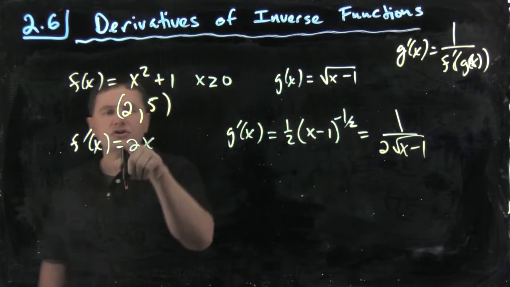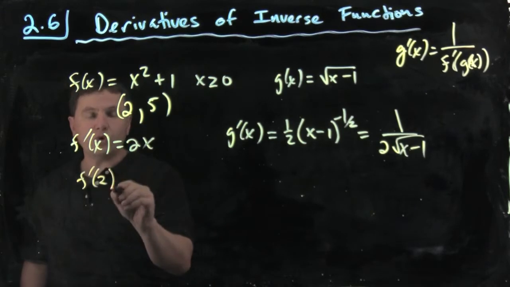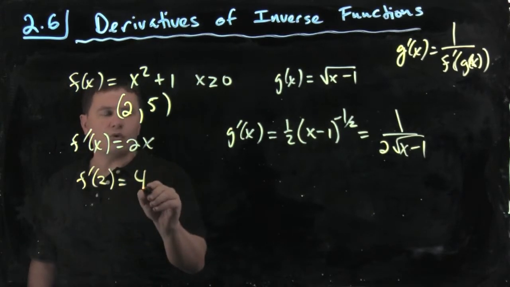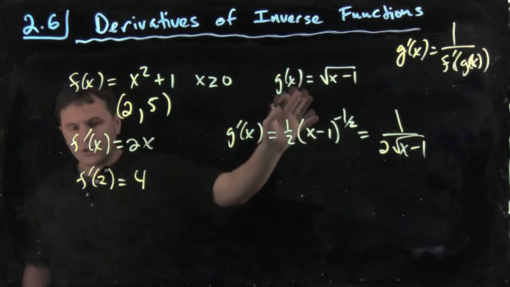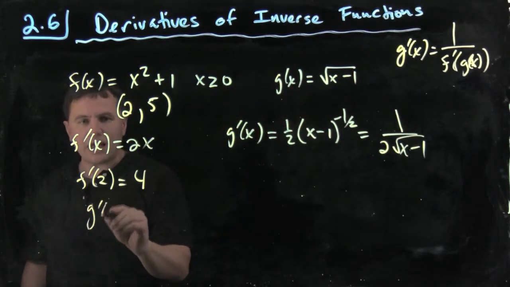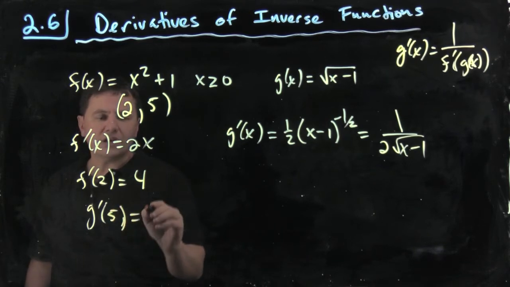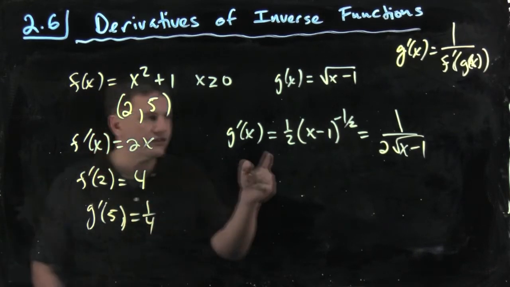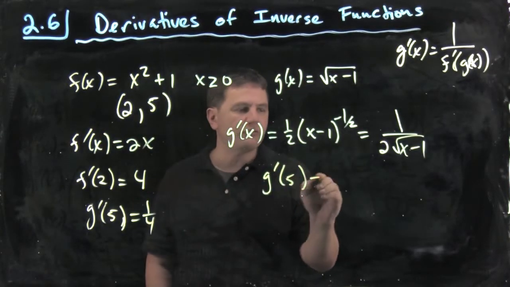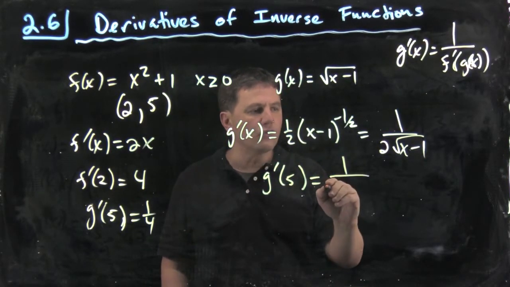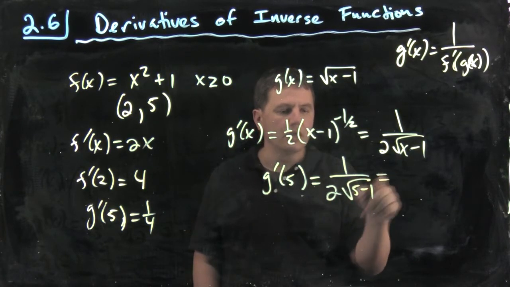Okay, so now just to show you how this works, f prime of 2 is equal to 4. Now, what that means is, without even looking over here, that g prime of not 2, but g prime of 5 is equal to 1/4. All right, so let's confirm that that is indeed what we get. So g prime of 5 is equal to 1 over 2 times the square root of 5 minus 1.